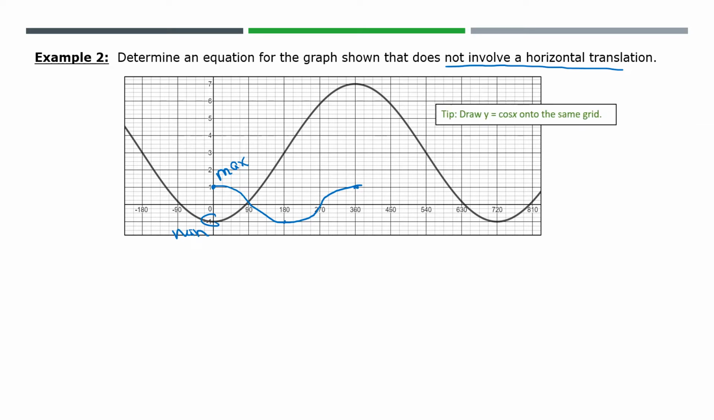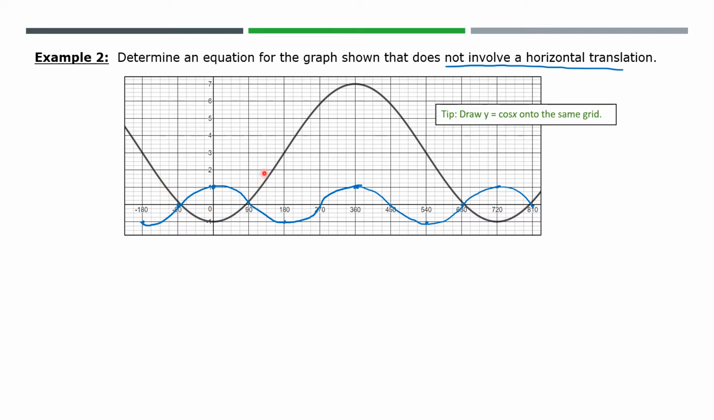So first of all, draw cosine onto the same grid. Let me make that a little bit bigger here. All right, there's the parent function cosine in blue. So clearly we've got lots of transformations. This one, although it's a -1, it's not going as low as the parent function is. It's way higher. So that means it's got a different amplitude. There are a lot of other changes.